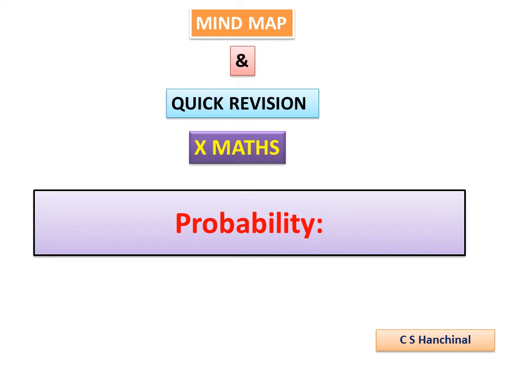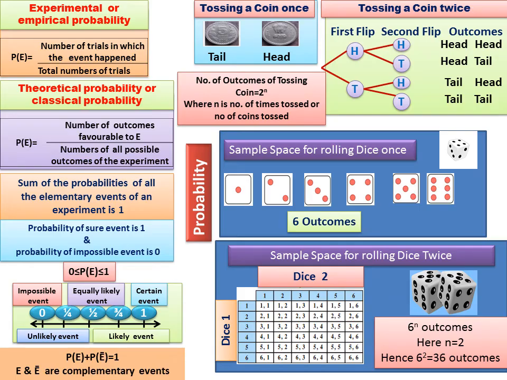Okay, now we shall revise and summarize the topic probability of 10th maths. So here, what all things do we need to know? Probability basically is nothing but the measure of uncertainty. There are basically two types of probability. One is experimental or empirical probability, and another one is theoretical probability or classical probability.